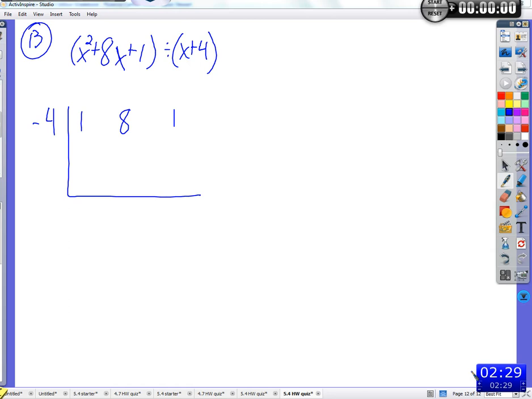So let's discuss that. 1 and 4, add them together, we get 4, multiply, -16, we get -15. I told you about this already. This is your remainder, this is your constant, this is your x. You get x plus 4.